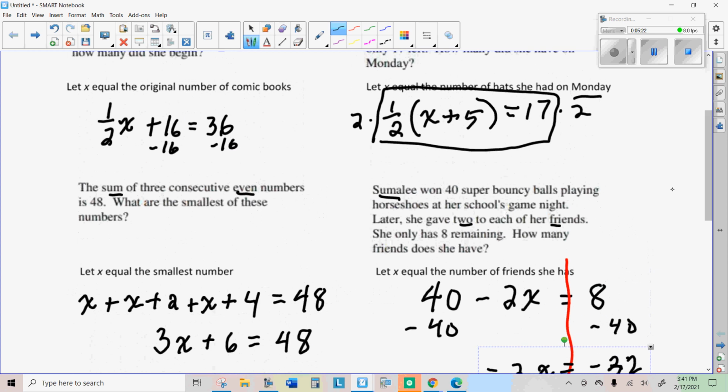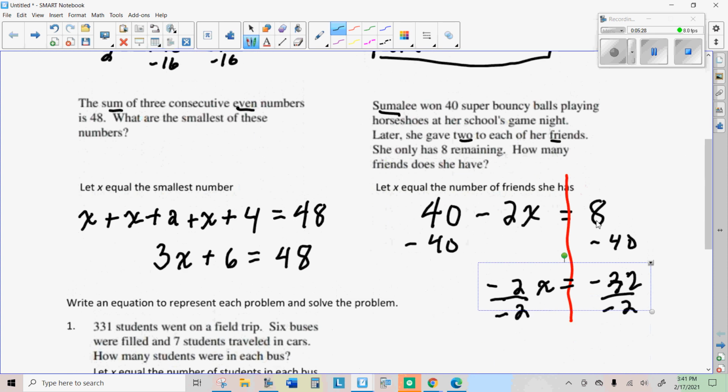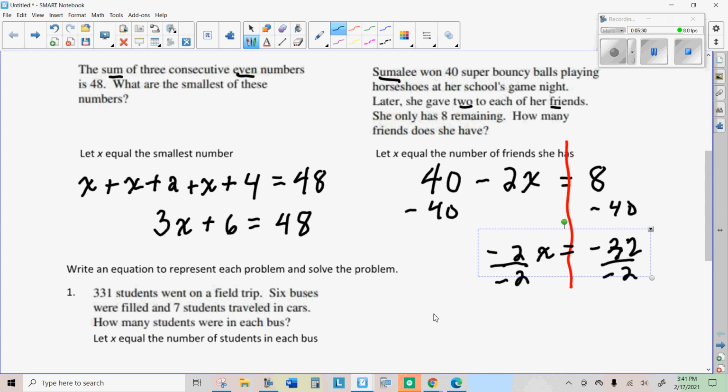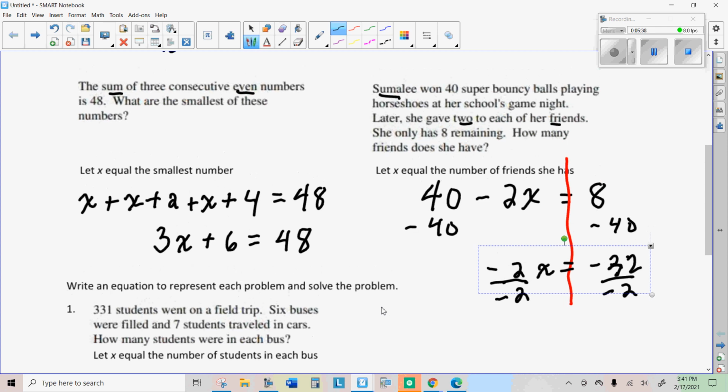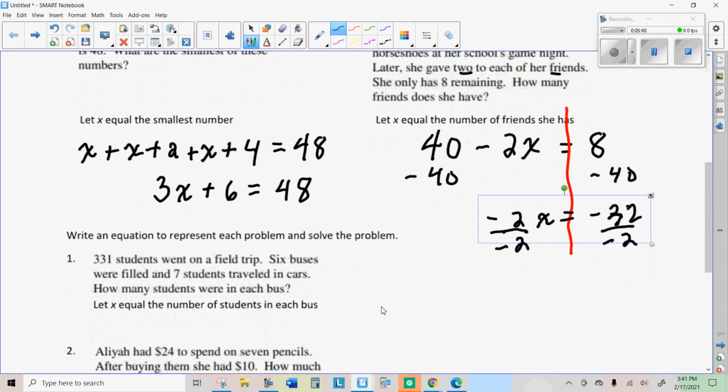All right. The rest of them, you're going to give it a shot. Remember, if you're struggling with the equation, there is an answer grid. There's probably two equations that are choices for the problem from the grid. So you're going to have to figure out which one works best.